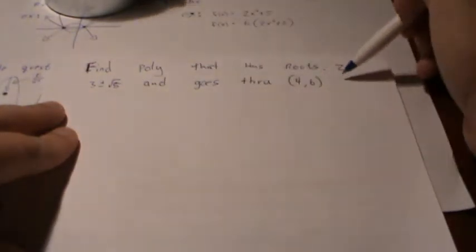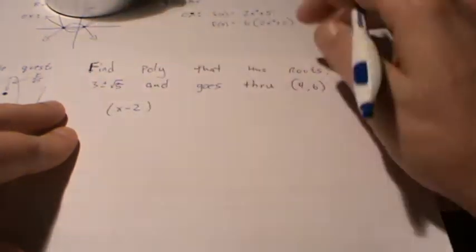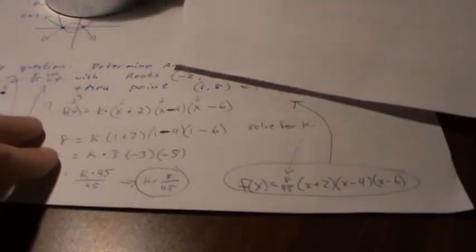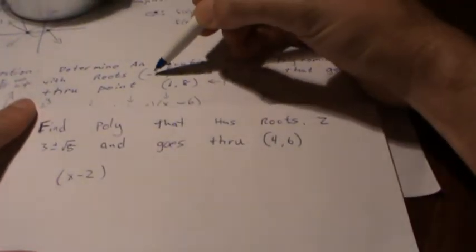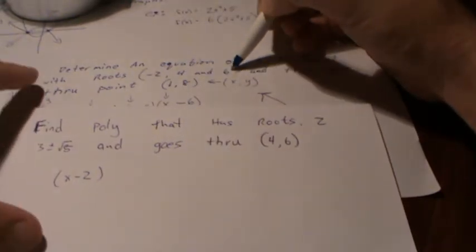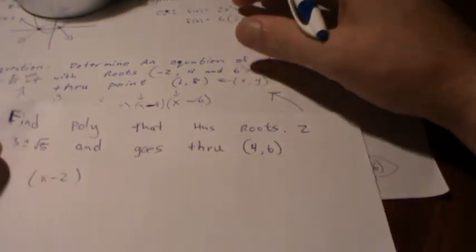Okay, so I have to find this polynomial. Before, all we would do is write the roots out. This is a 2, so I would write x minus 2. But how do we write these roots here? Remember before I had find a polynomial that goes through negative 2, 4, and 6, so I would go positive 2, negative 4, negative 6 to make my original polynomial.